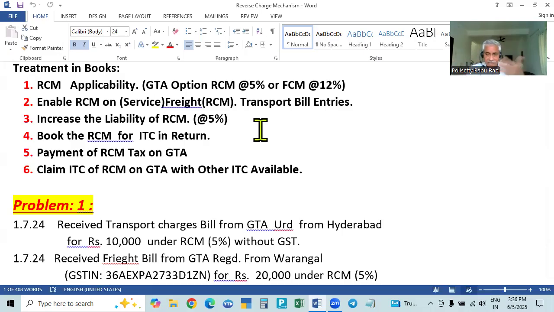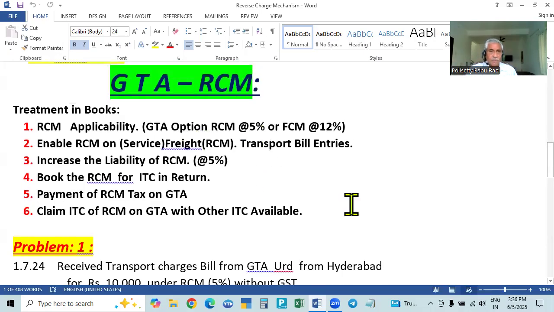That's all. And then in the books, what we do is, we will create the party ledger. Party means the transporter. So the transporter may be from our state or from other state. We have to enter, and also he may be registered or unregistered, and we will enter. If he is unregistered, definitely RCM will apply. If registered, and he opts for 5% RCM, then RCM will be applicable even though he is registered. If he opts for forward charge mechanism 12%, then we have to enter the tax also. So we are not liable for reverse charge.